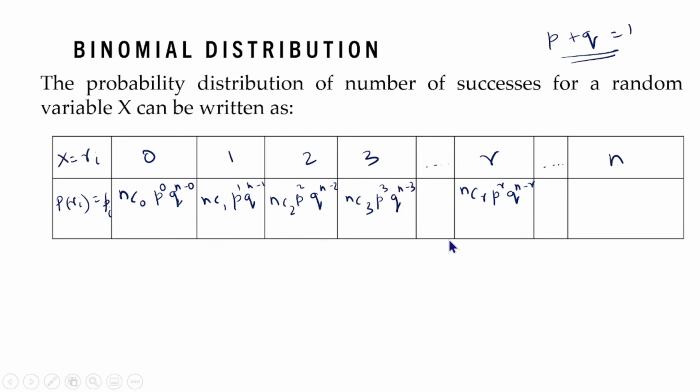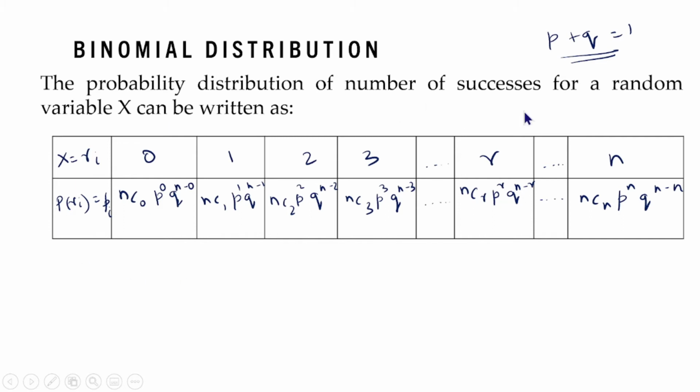Then up to, and so on. Then we have the probability of r successes, and so on. The probability of n successes will be nCn, p raised to n, q raised to n minus n. So we know what the probability of r successes is. To find the probability of 0 successes, 1, 2, 3 up to n, we just have to substitute the values of r accordingly.